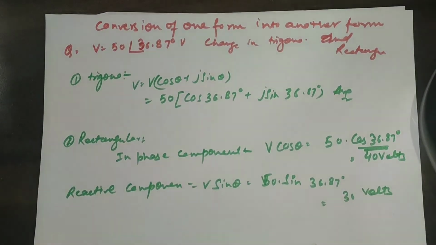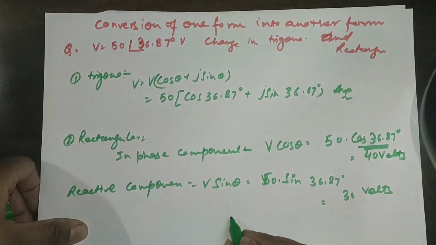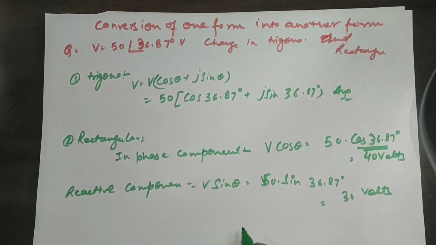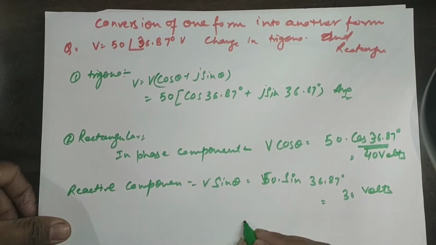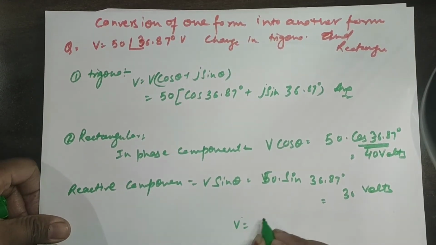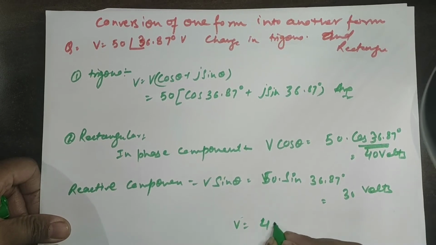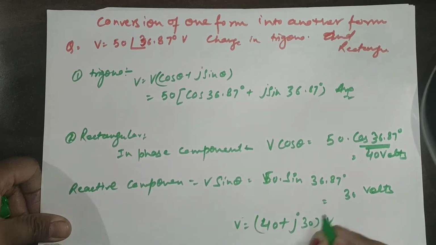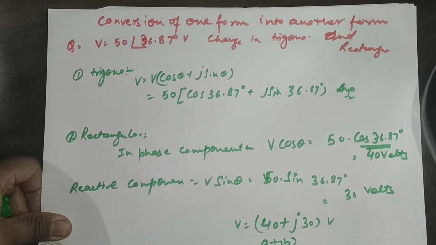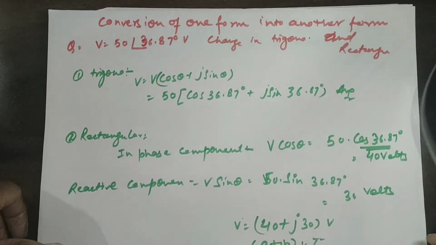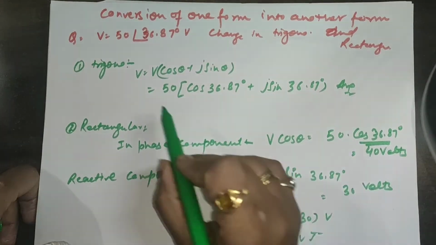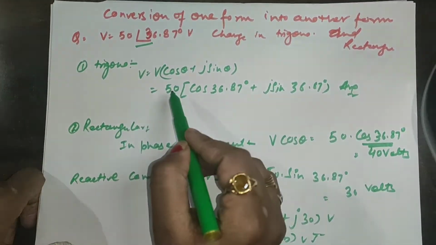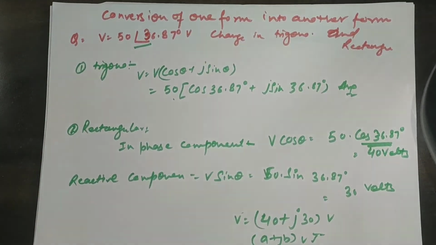Okay, so you get both the values, the active and reactive components. So V equals the active component 40 plus j 30 volts, because it is the A plus jB form. So this is your answer. Now you can convert any polar form into trigonometrical and rectangular form.